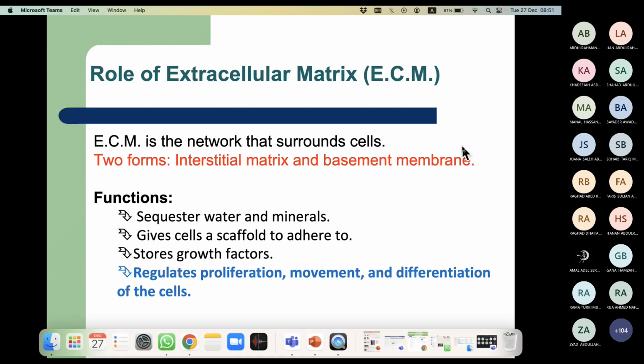ECM is also very important. Extracellular matrix. Extracellular matrix is of two types. One is in between the cells, and one is the basement membrane on which the epithelium is sitting. And this is the list of the functions, more of physiology, not pathology. What are the functions? I'll quickly go to the next slide.